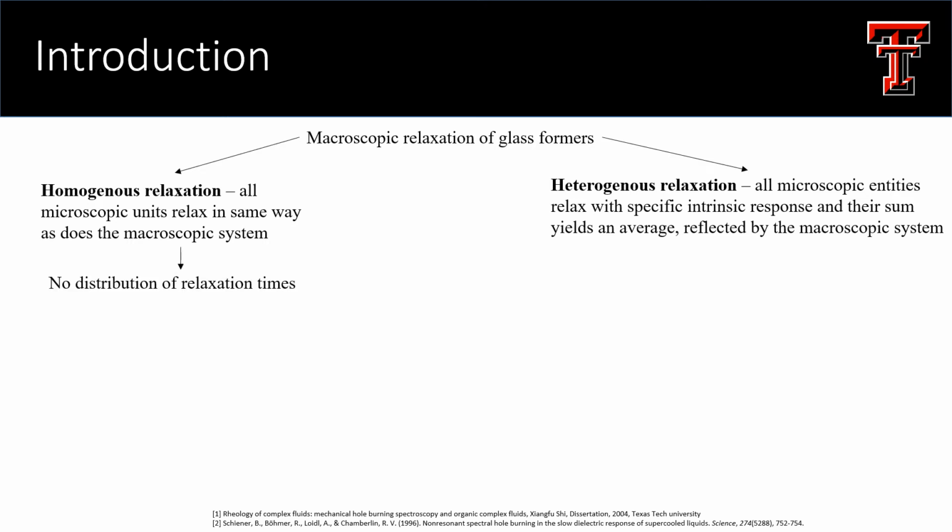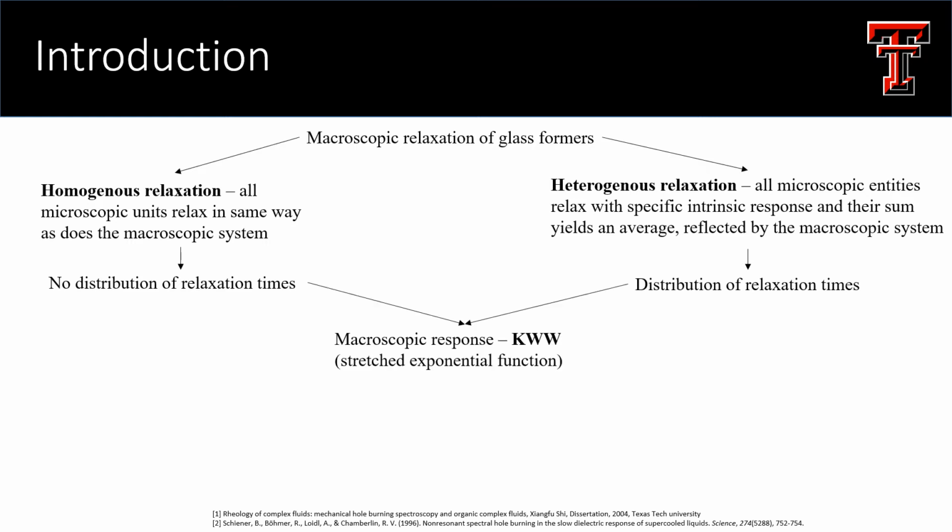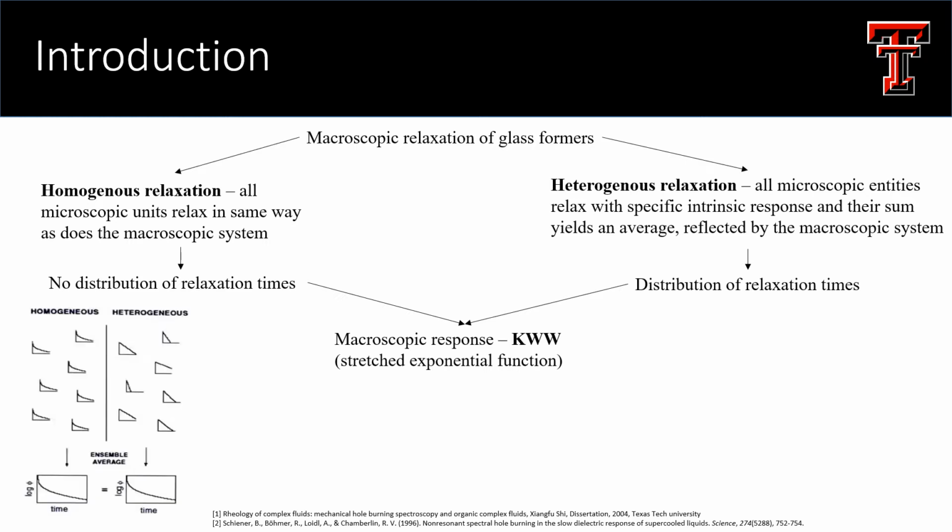In case of homogeneous relaxation, there is no distribution of relaxation times, but a distribution of relaxation times is seen in case of heterogeneous dynamics. Yet, the overall macroscopic response, which is traditionally described by a stretched exponential or KWW function, can be a result of either of the above discussed two scenarios. A pictorial representation is shown describing the homogeneous and heterogeneous relaxation.